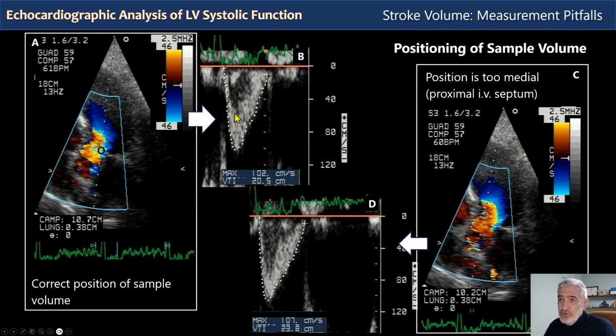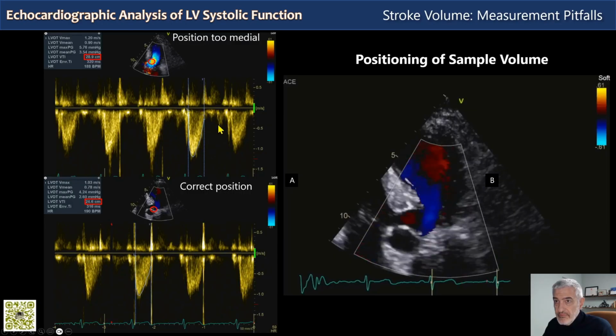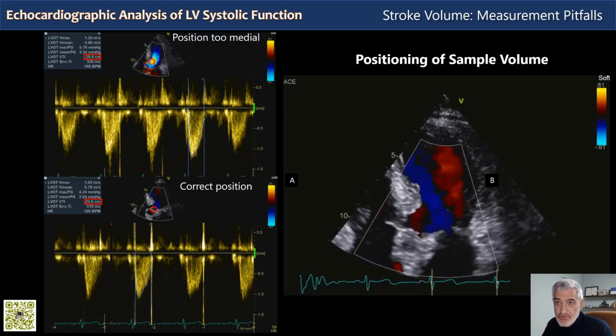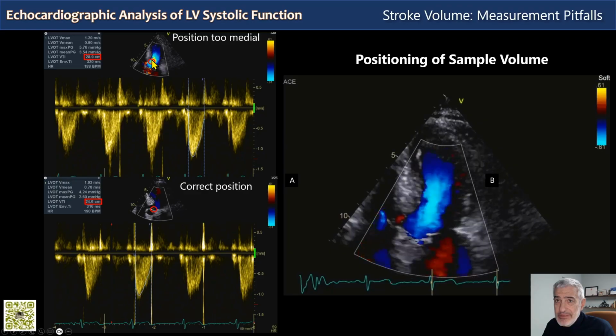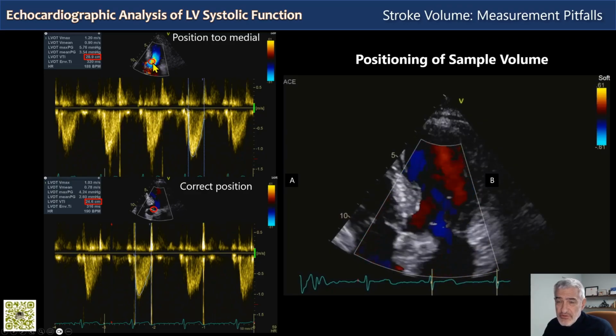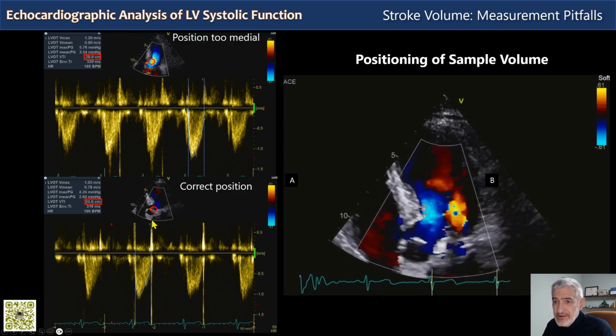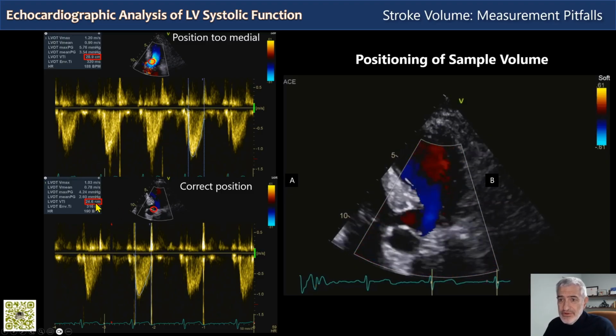And the other thing is that when you do the velocity time integral, when you do the planimetry of it, you have to stay on the outer border of the velocity spectrum, okay? Not too far away, not on the inside, just on the outside. And this is another example of overestimation, which is probably the most frequent pitfall in this case. Up here, the position of the sample volume is too medial near the septum. We have 28.9 centimeters. Down here, the correct positioning, you have 24.6.